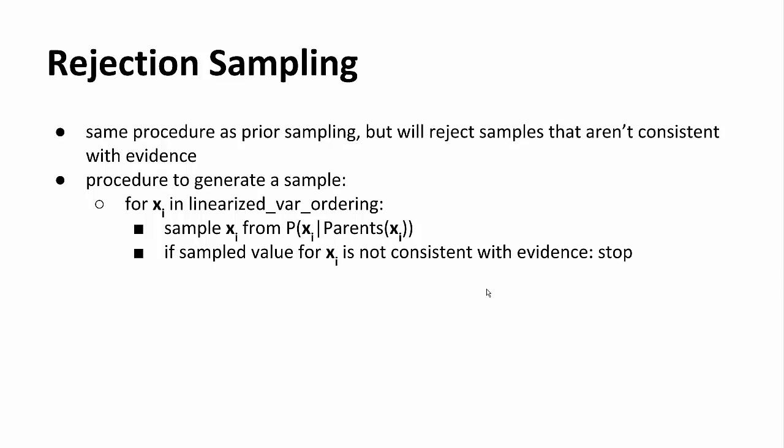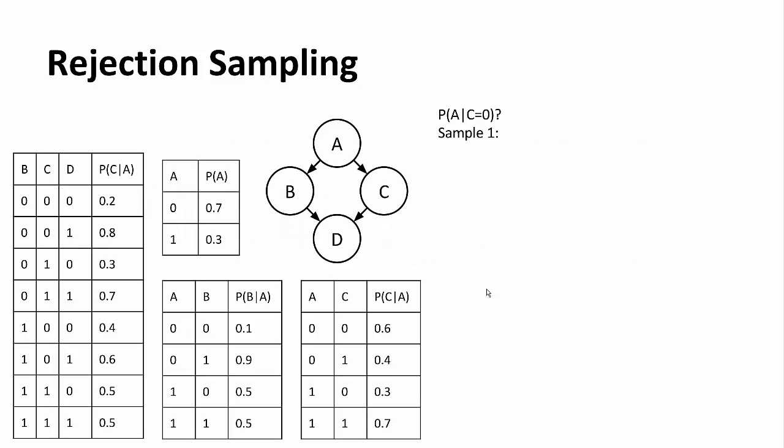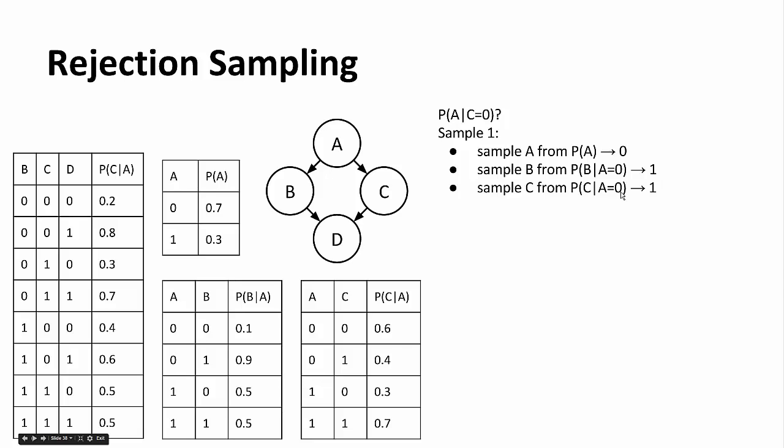Let's take a look at what that looks like. Once again, we're trying to estimate the probability of A given that C equals 0. We'll start by generating our first sample. You know all this, so we'll sample A from the probability of A, say we get 0. Sample B from the probability of B given that A equals 0, say we get 1. And now we get C. We'll sample C, like we did before, from P of C given that A equals 0, and say that we get 1 for the value of C.